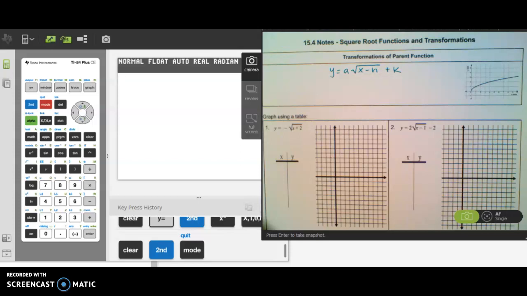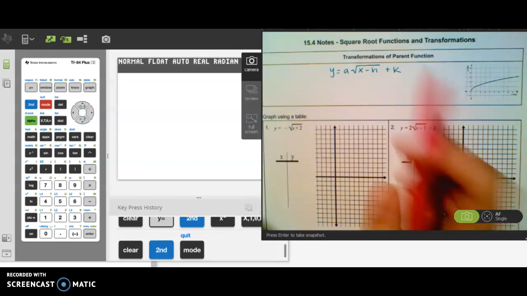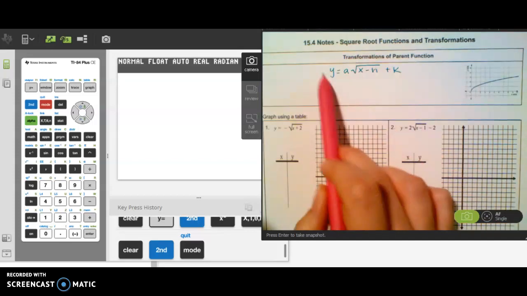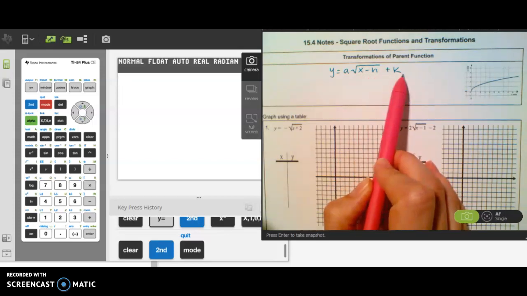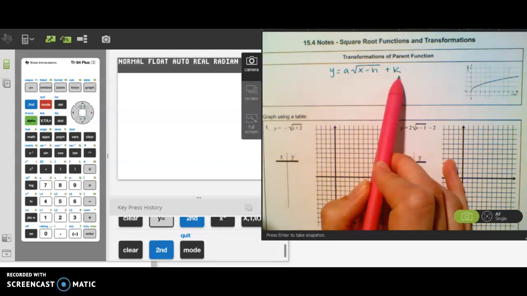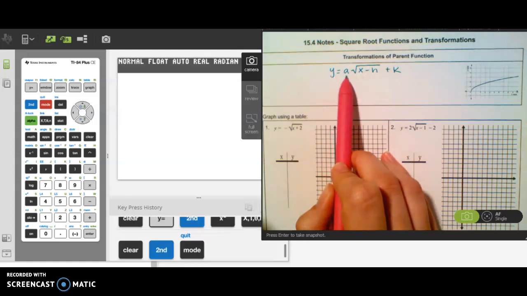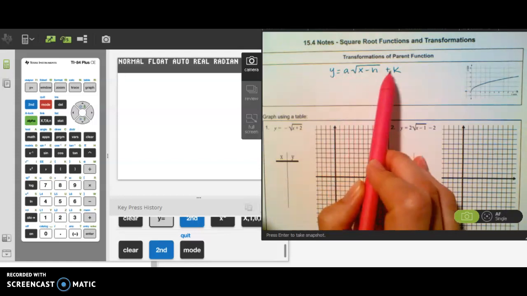Alright, today we are doing 15.4 notes, square root functions and transformations. So let's start by looking at what the square root function looks like, and real quick we'll just mention what each of these mean, which should be familiar to us. So here's our basic square root function, y equals a square root of x minus h plus k.